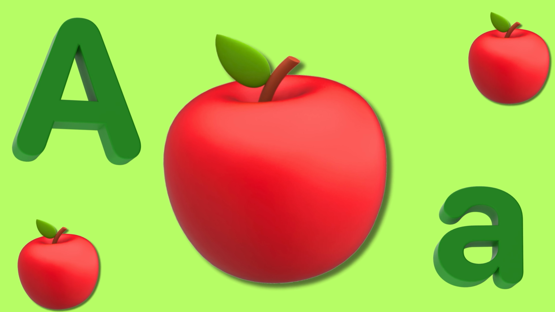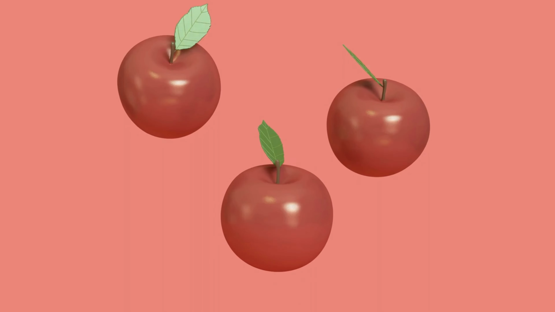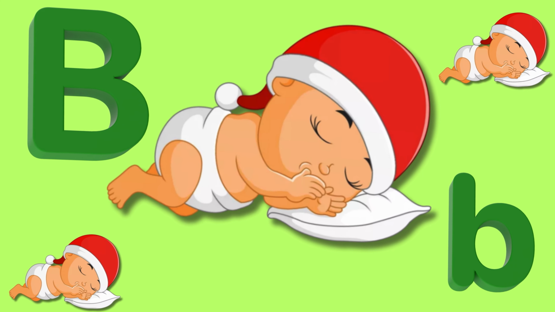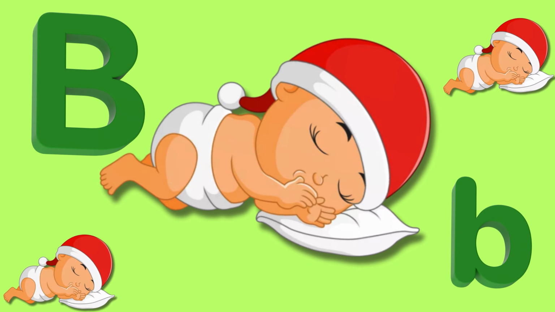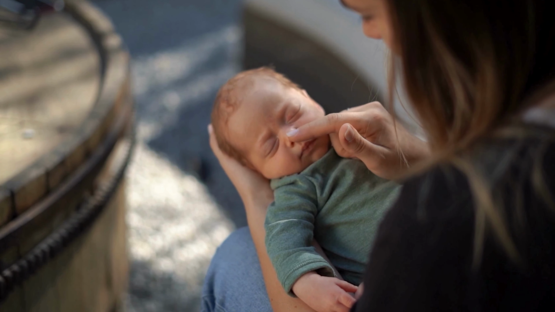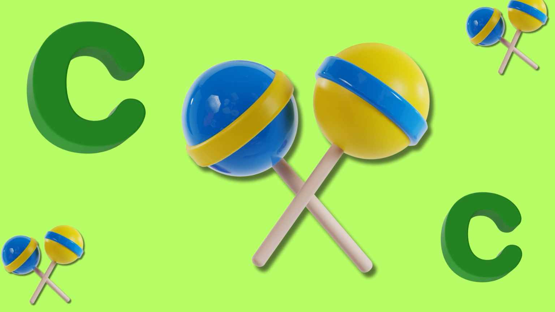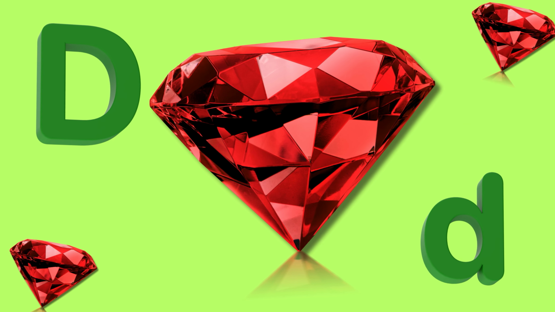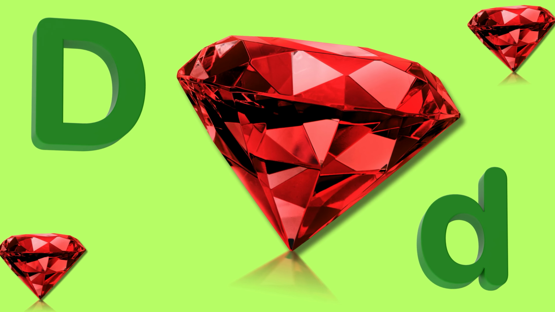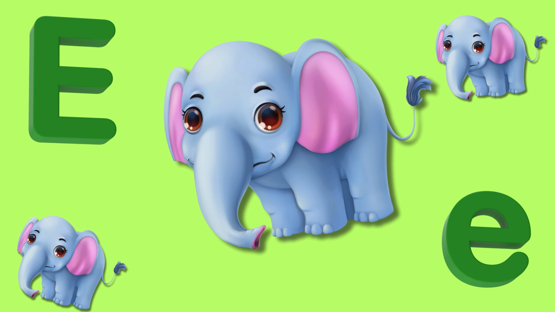A is for apple. A, a, a, a, apple. B is for baby. B, b, b, b, baby. C is for candy. C, c, c, c, candy. D is for diamond, d, d, d, d, diamond. E is for elephant, a, a, a, a, elephant.